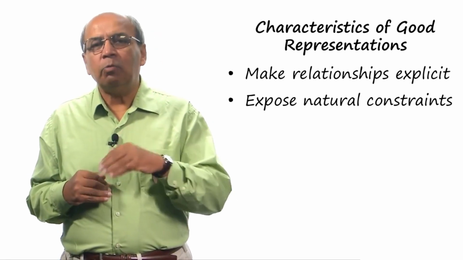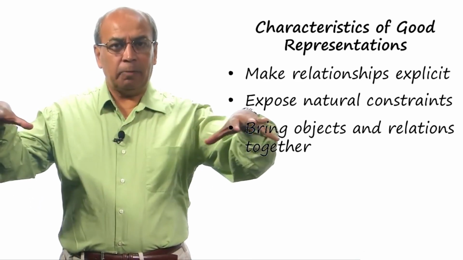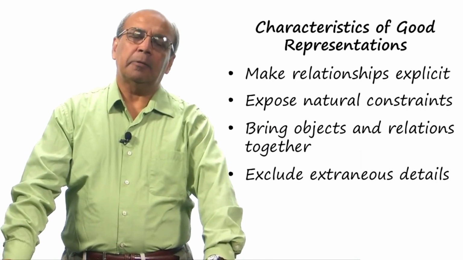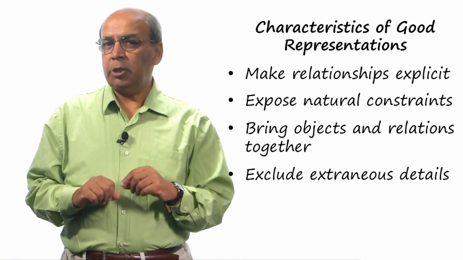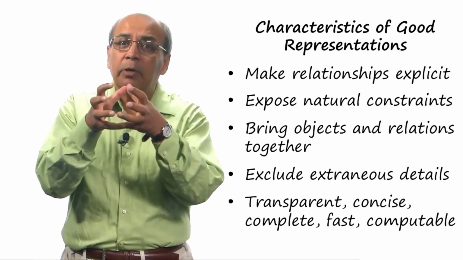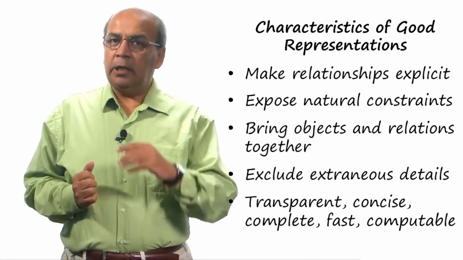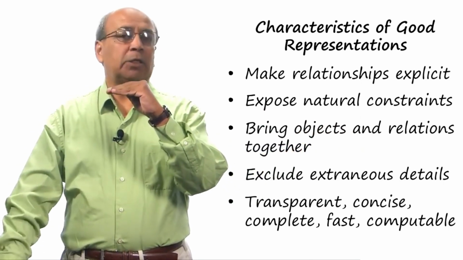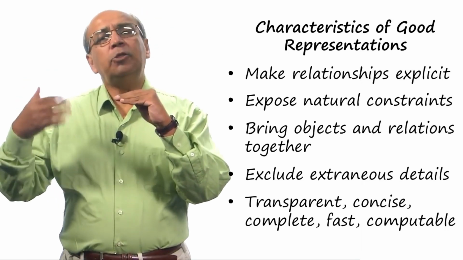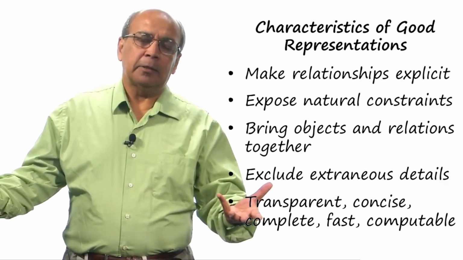A good representation works at the right level of abstraction, so that it captures everything that needs to be captured and yet removes all the details that are not needed. So a good representation is transparent, concise, captures only what is needed, but complete, captures everything that is needed. It is fast because it doesn't have all the details that are not needed, and it is computable. It allows you to draw the inferences that need to be drawn in order to address the problem at hand.